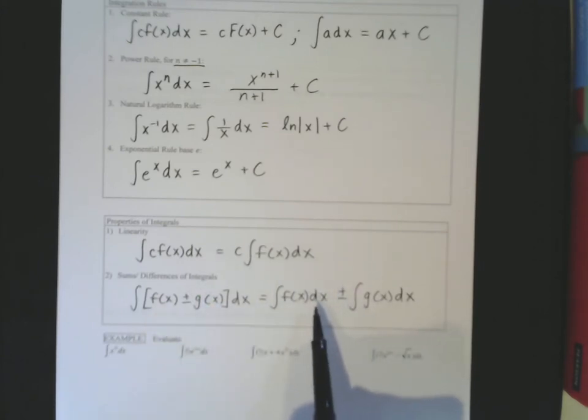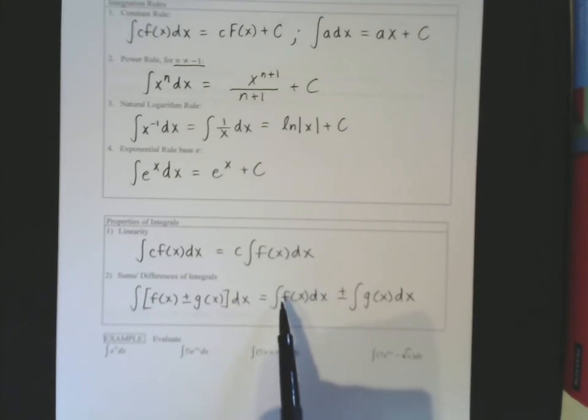But it's very important that you include your differentials. A lot of students get lazy and they drop this dx here and here, and that's bad for two reasons. One, the differential tells you what your variable is and what your constants are, so you need it to know what you're integrating. And two, if you drop this dx, then your integral is not finished.